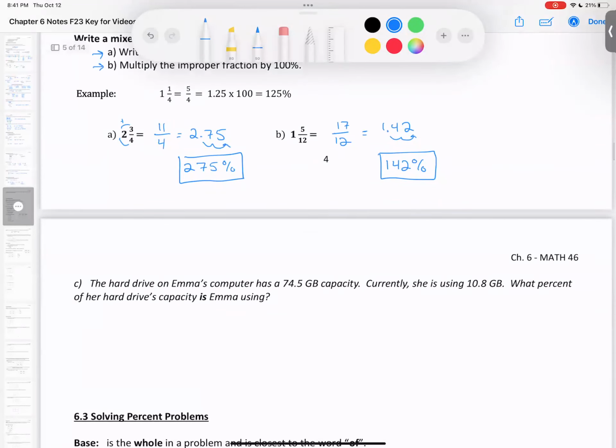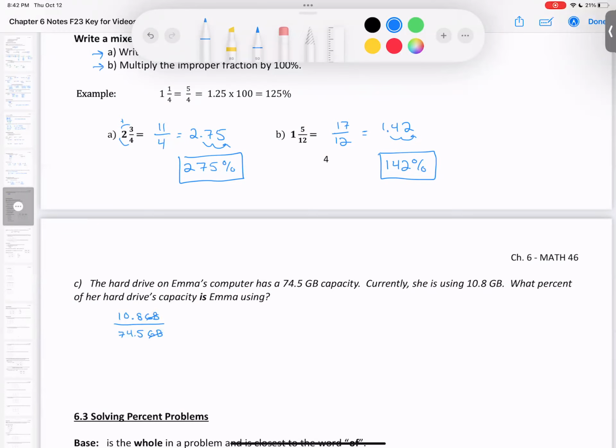Okay, last question. Take a look at this word problem. Okay, so we have Emma's computer has a hard drive which has a 74.5 gig capacity. And right now she's using 10.8 gigs. We want to know what percent Emma is using. So we know she's using 10.8 gigs out of 74.5 gigs. So our units are going to cancel here.